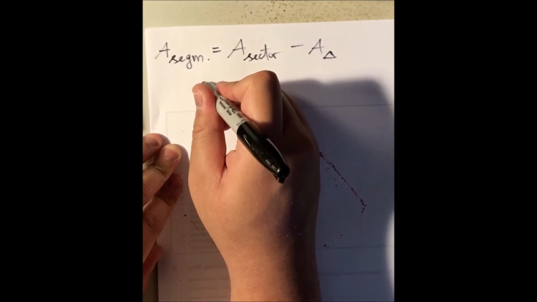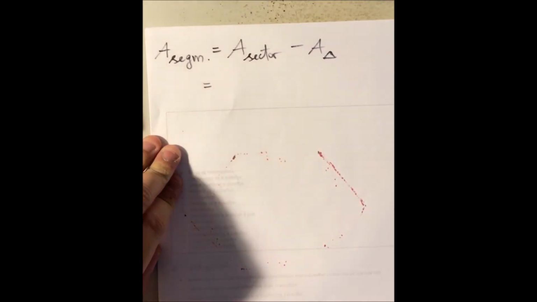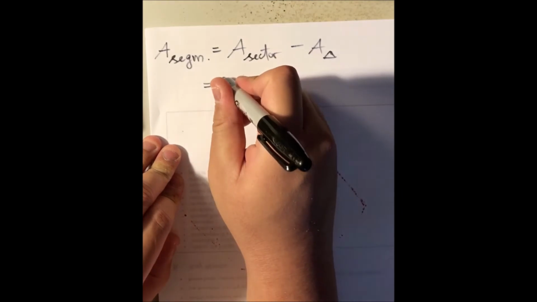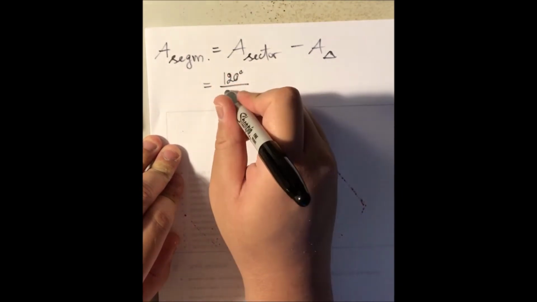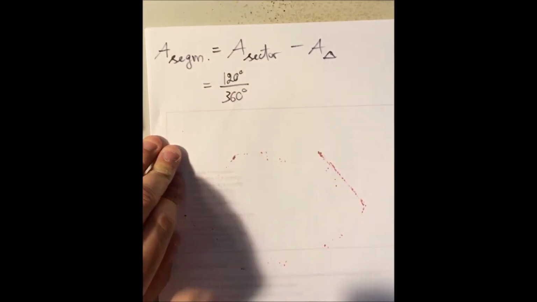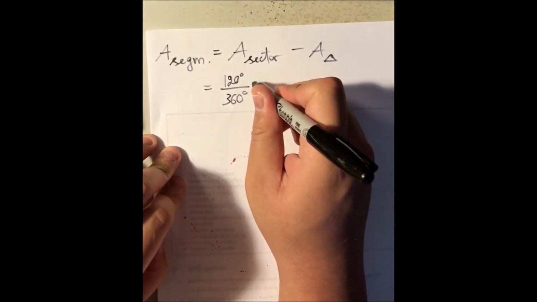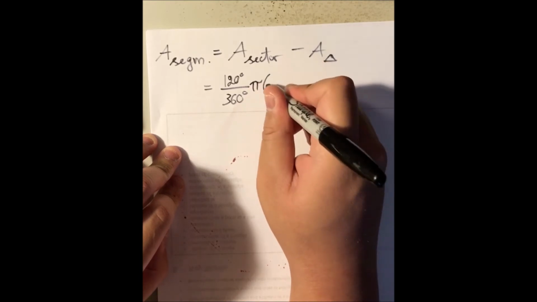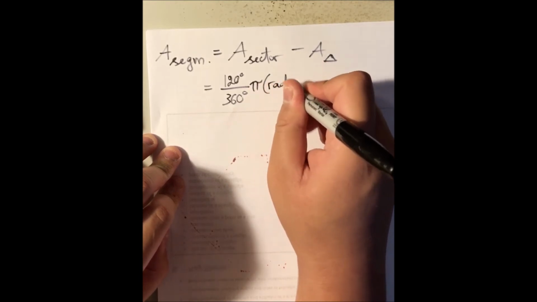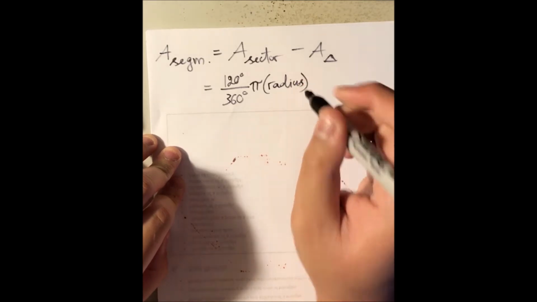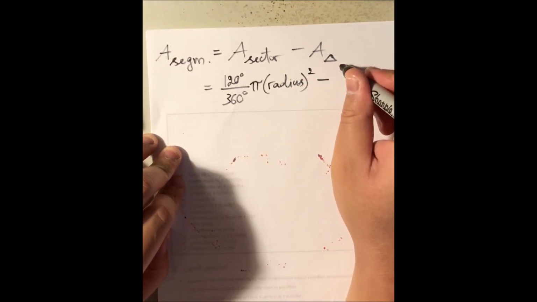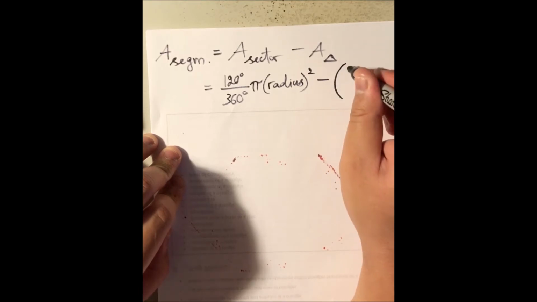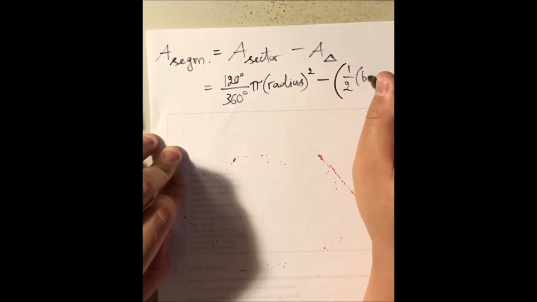We know the area of a sector when the central angle is given in degree form is 120 degrees, the central angle, divided by 360 degrees, and we multiply that by pi times the radius squared, minus the formula for the area of the triangle, which is 1/2 times the base times the height.